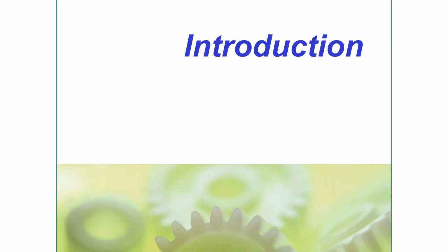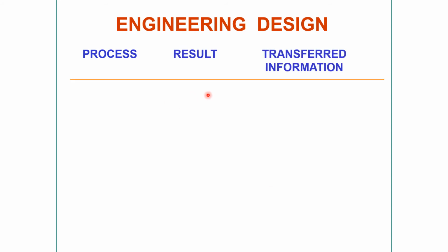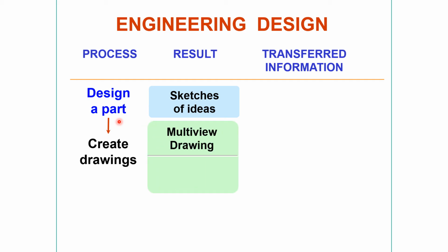First of all, introduction. Engineering design goes through a process, with results and transferred information. When you design a part, you will make sketches. But will sketches convey the idea? For designing a part, you will create drawings, and in the drawing, you will make multi-view drawings like top view, front view, side view.